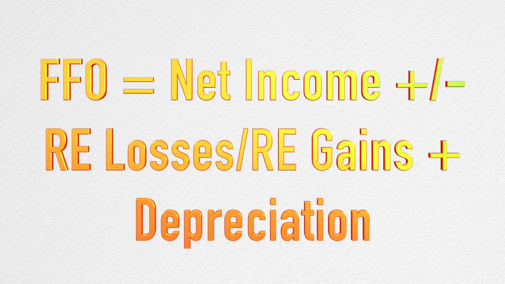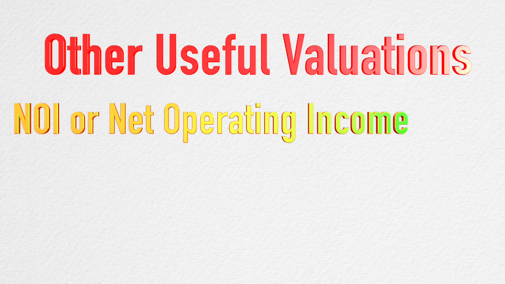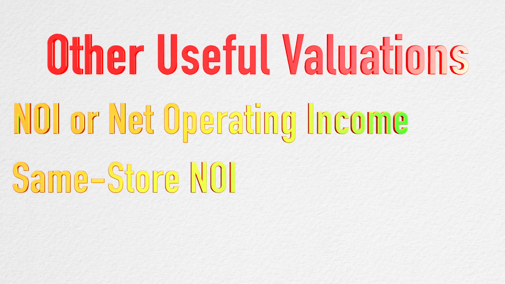Funds from operations is simply taking your net income and adding back any gains or losses from sales of real estate, and then also adjusting for depreciation, adding that back in. Other valuations to look at with REITs include NOI, which is simply your revenue minus your operating expenses, same-store NOI, EBITDA.